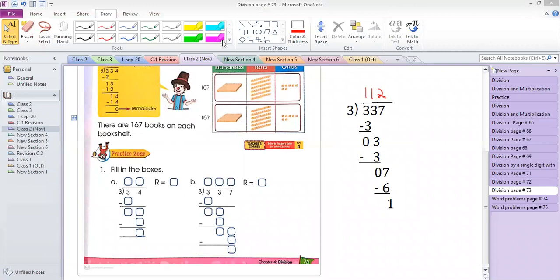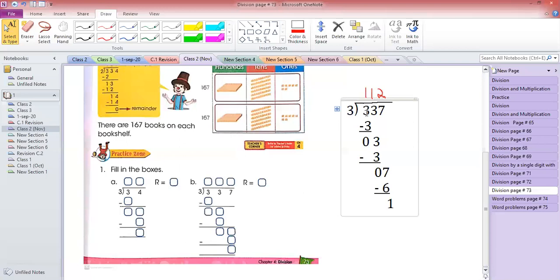Guys, I repeat now how I have solved it. This was 337 and we have to divide it by 3. I take this 3 and check how many 3s are there in 3, or 3 multiplied by what number will give me 3. Only 1. Now you multiply this 3 by this 1. 3 multiplied by 1 equals to 3 and you write there. Now you minus, 3 minus 3 equals to 0.